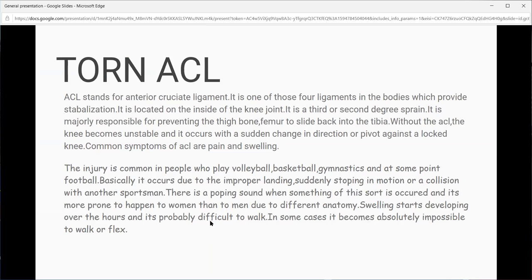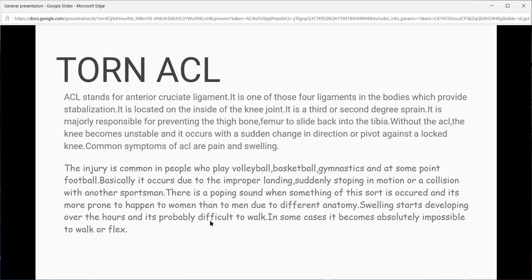So this is the second kind of injury. It's known as torn ACL. ACL stands for anterior cruciate ligament. It is one of those four ligaments in the body which provides stabilization. It is located on the inside of the knee joint. It is a third or second degree sprain. It is majorly responsible for preventing the thigh bone, the femur, from sliding back into the tibia.